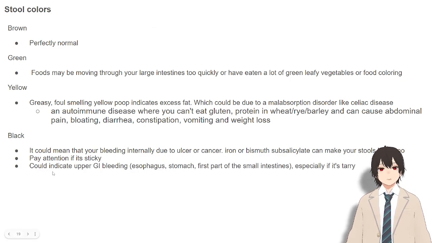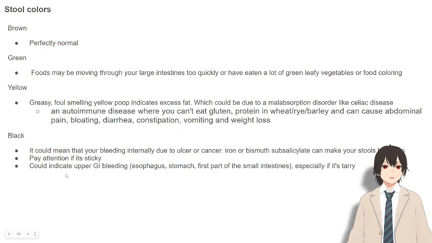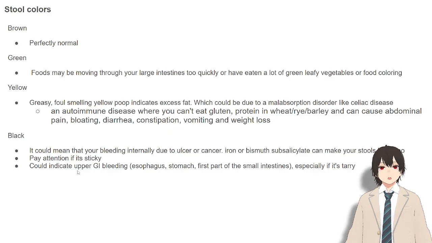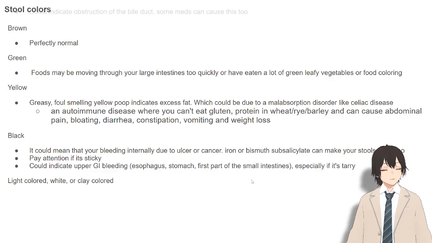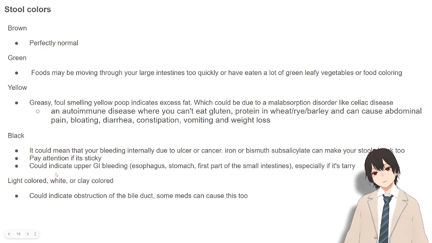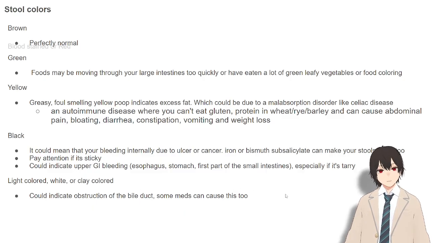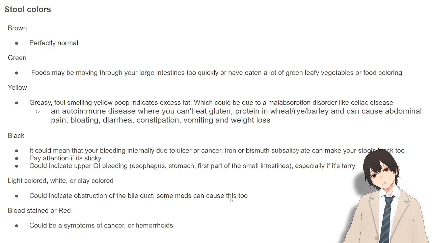This is probably the most high yield of all. If you only took away one thing from today's video, it's black stool. Dark or black colored stool could indicate upper GI bleeding, okay? And then bright red stool is when it's coming from the lower GI tract, like your large intestines and near the end of the tract, okay? Light color, usually problem with the bile duct, because the bile duct is what produces that signature brown color, okay? Some meds can also cause this too. And then blood stain or red could be colon cancer or hemorrhoids.